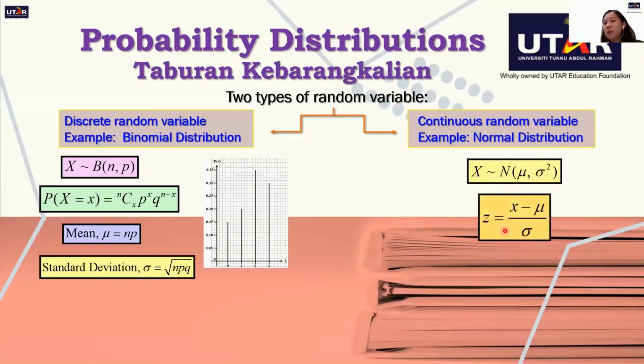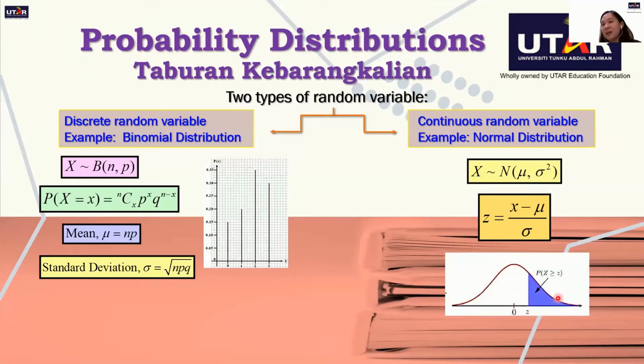This is the conversion we will use, because in the SPM question paper they attach a statistical table, which is the standard normal table. That table is used to find the probability for normal distributions. So we have to convert the X distribution to Z using this formula. Then this is the graph we have. In the statistical table given in your questions, it shows the area for the probability.